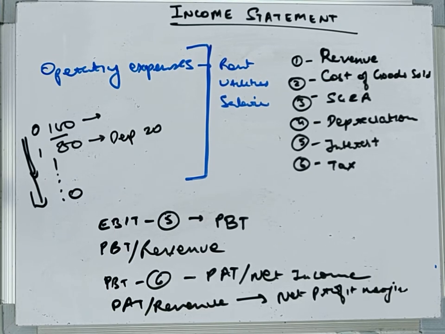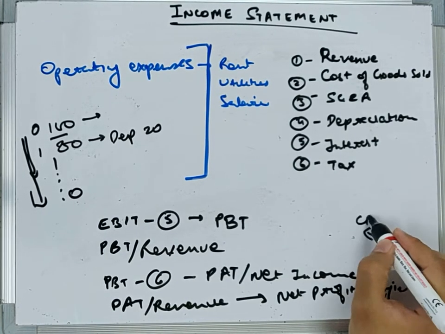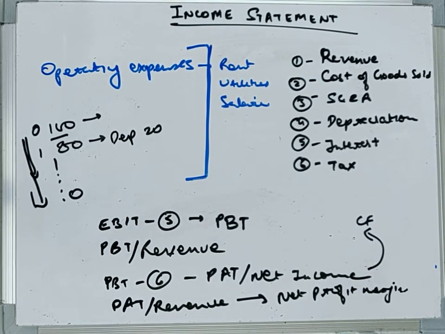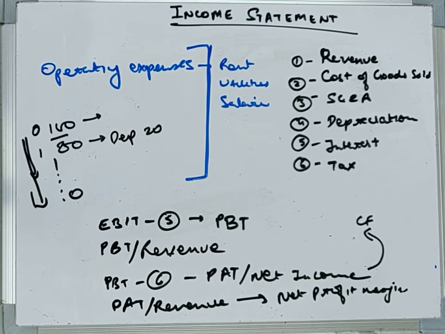Now this net income is related to cash flow, and all this is how the cash flow statement is calculated. We will start with it later.